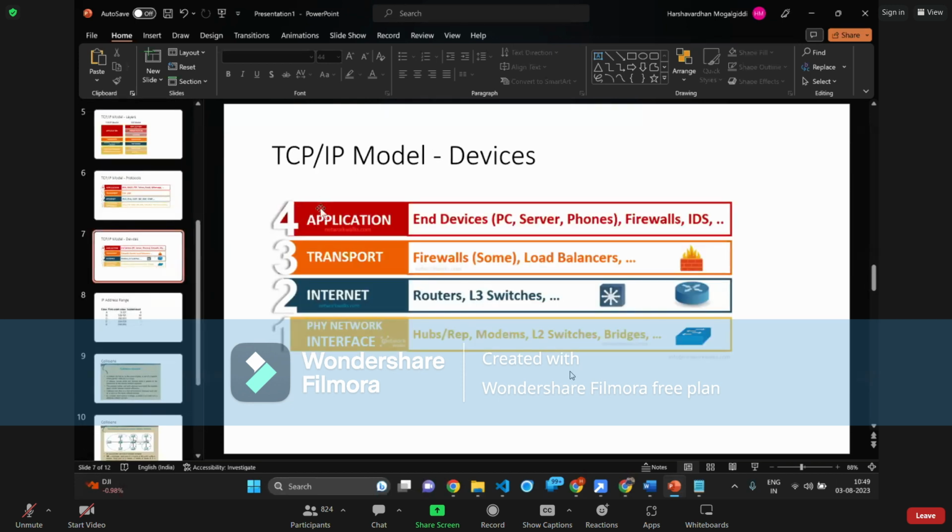So these are the different devices in your TCP/IP model. First, we'll start with your physical layer devices. We've got hubs, repeaters. Let us check.